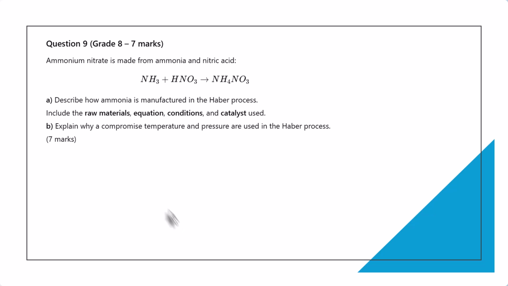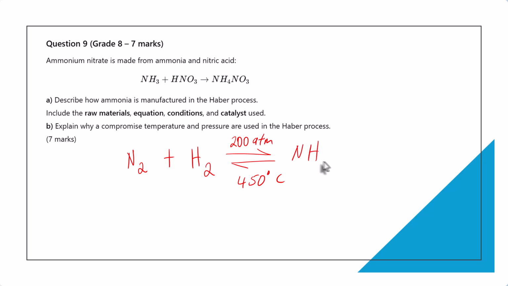So how do you do this one? Number 1, we need nitrogen gas. Number 2, we need hydrogen gas. Number 3, we need to react them together. To do this, we need high temperature, usually 450 degrees centigrade, and high pressure, 200 atmospheres. And that's going to give us ammonia gas, NH3. This is a gas, and this is a gas, and this is a gas.